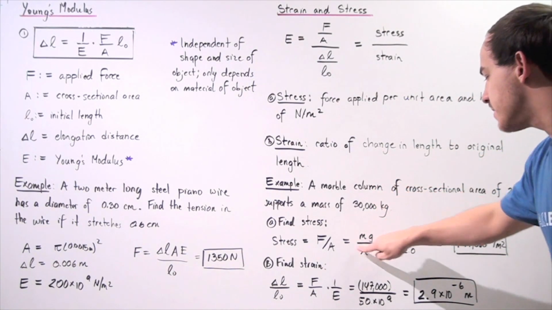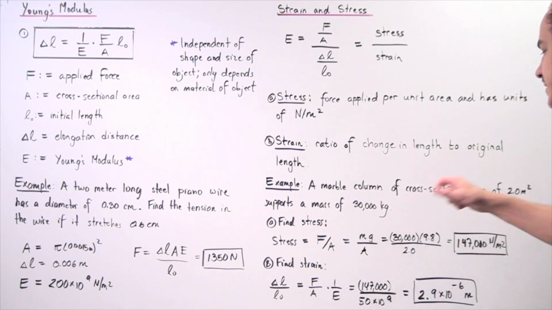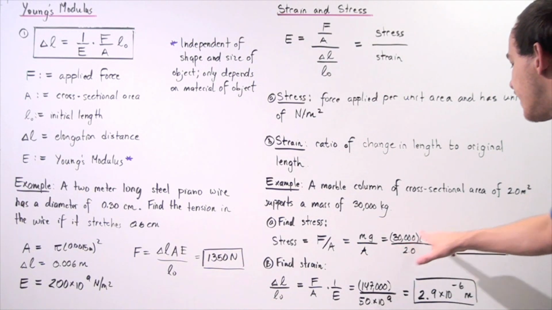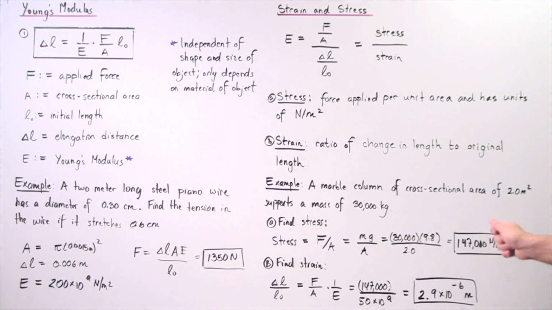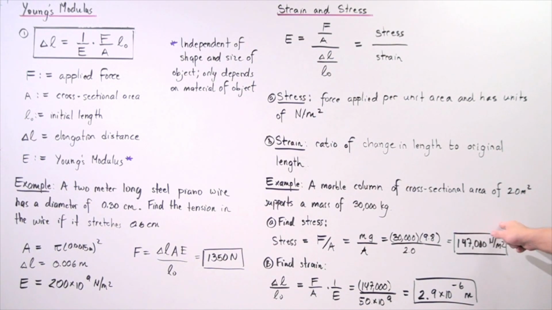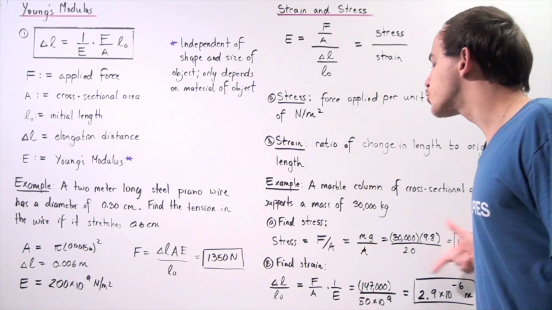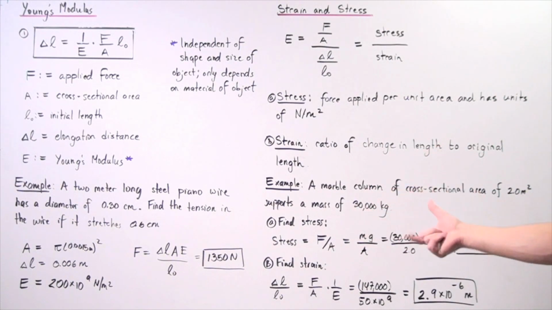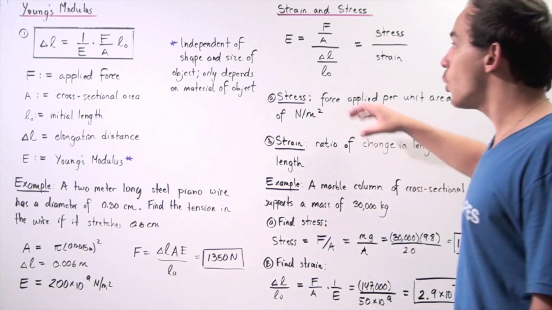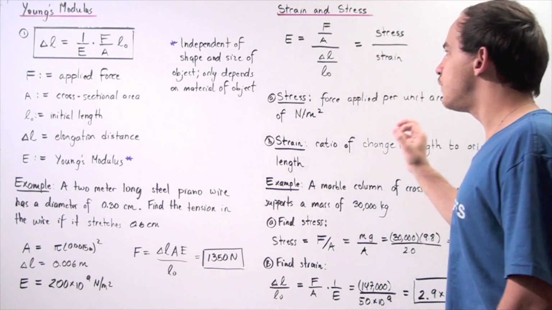So that means force is simply mass times g, our gravitational constant. So mg divided by A is 30,000 kilograms multiplied by 9.8 meters per second squared. Divide that by 2 meters squared, and we get 147,000 newtons per meter squared is the stress. It's the force per unit area. Now we want to find the strain. We're going to use this formula to find the strain.